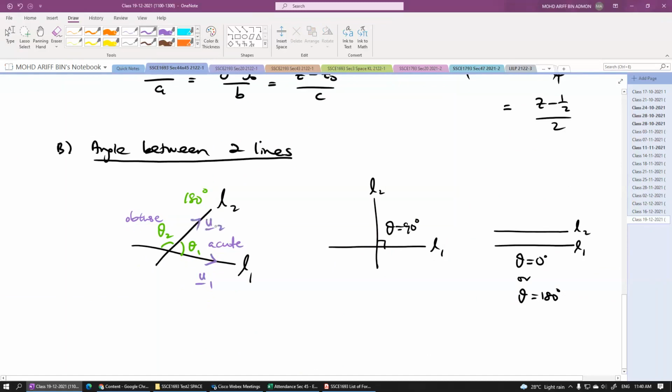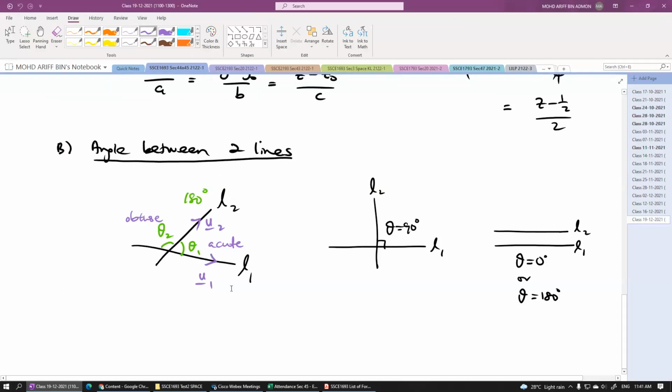This is your parallel vector for line 2. Let's say, once again, I choose on this line L2. So, if you take a look here, you have U1 and U2. Okay? Let's say like this. Can we get this theta 1 from U1 and also U2? Is it possible? Yes.